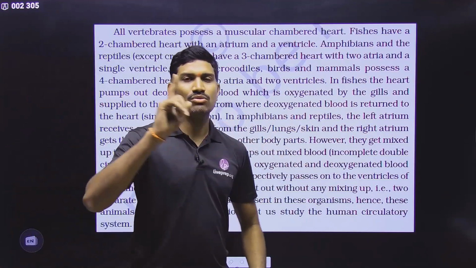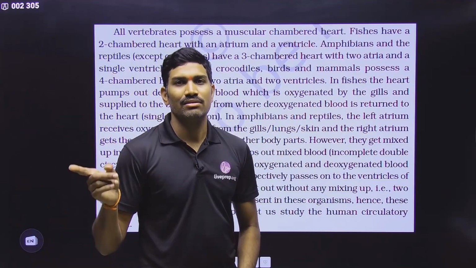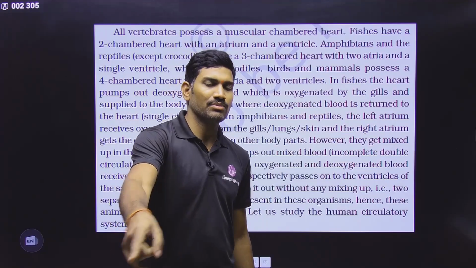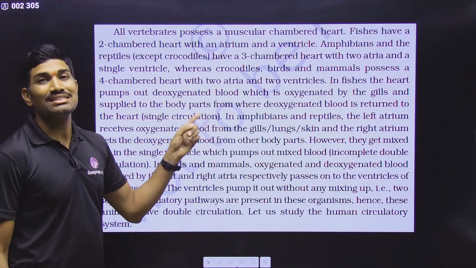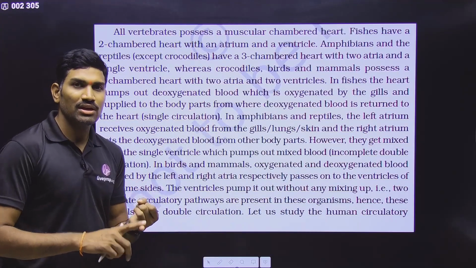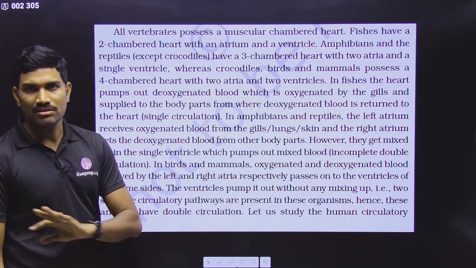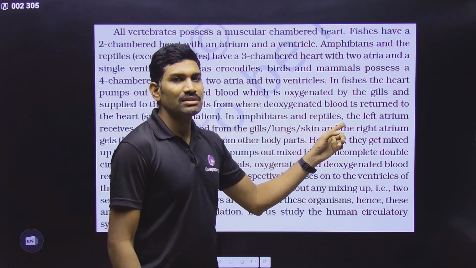From the heart, blood goes to the gills. From the gills, it goes to the body parts. From the body parts, it comes again to the heart. In this way it is circulated. That's why it is called single circulation. So: two-chambered heart, fishes, single circulation. Clear? Next one.